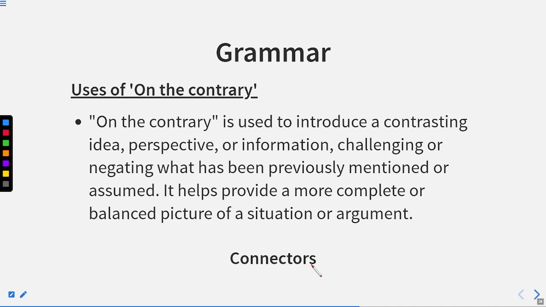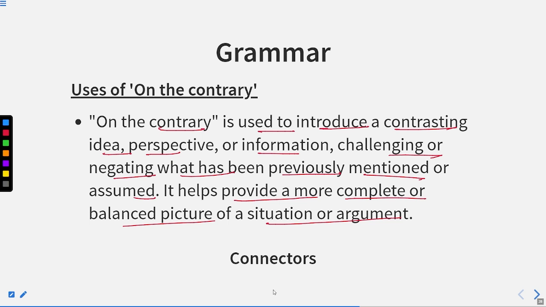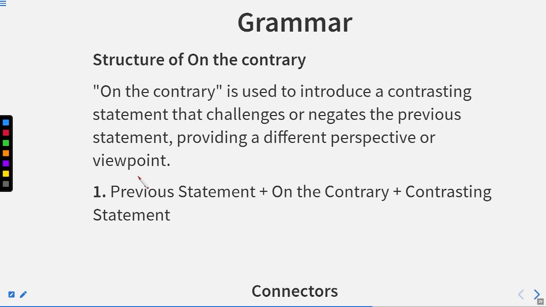Uses of "on the contrary". "On the contrary" is used to introduce a contrasting idea, perspective, or information, challenging or negating what has been previously mentioned or assumed. It helps provide a more complete or balanced picture of a situation or argument.